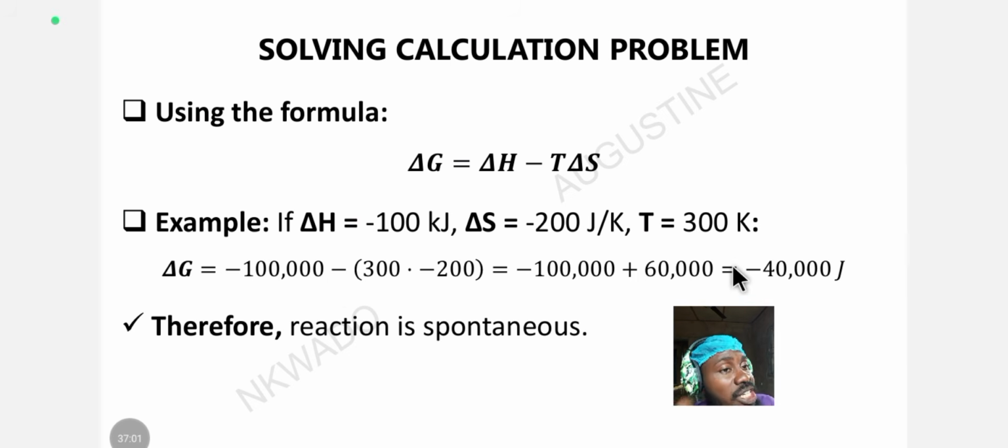So that shows that when it's negative, the Gibbs free energy is negative. So what does that mean? Is it spontaneous or not spontaneous? Drop it in the comment section.